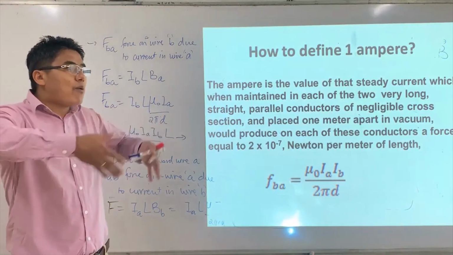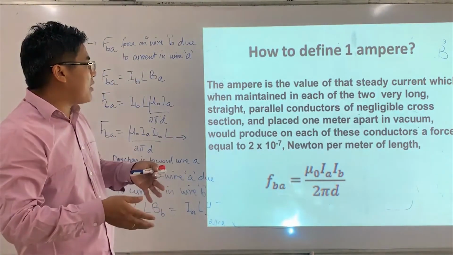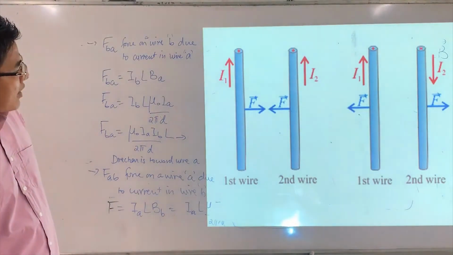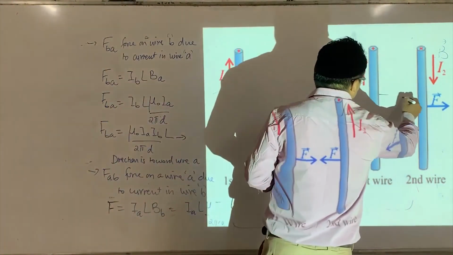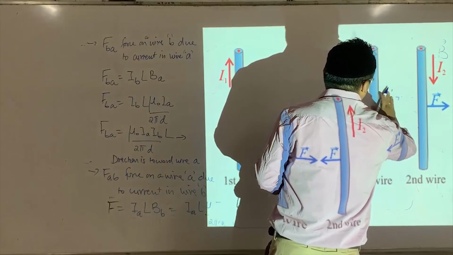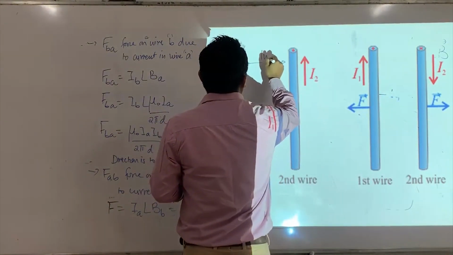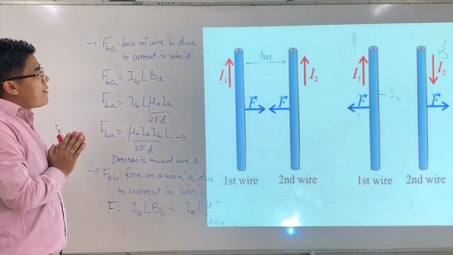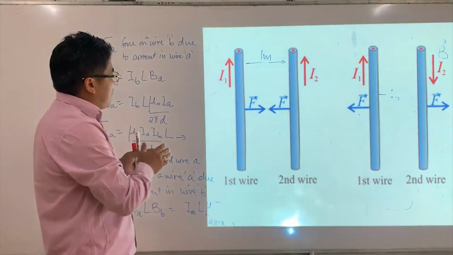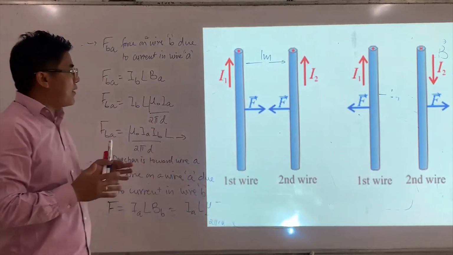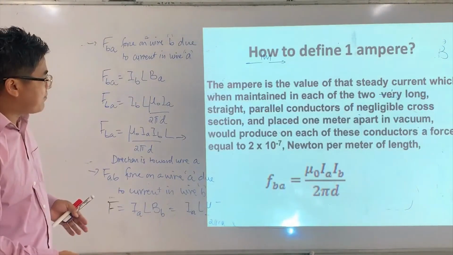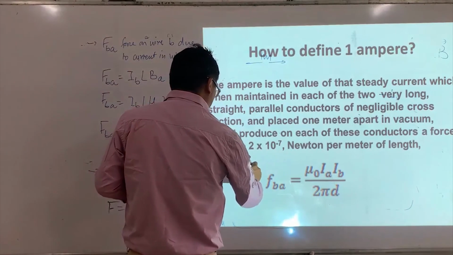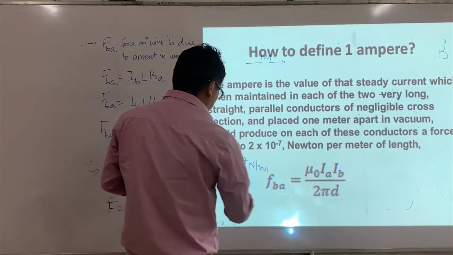I'll be having 2 wires, separated by a distance of 1 meter. And the law says that the current in the 2 wires is said to be 1 ampere if the force between the 2 wires is this much: 2 into 10 to the power minus 7 newtons per meter. So this is what I have.